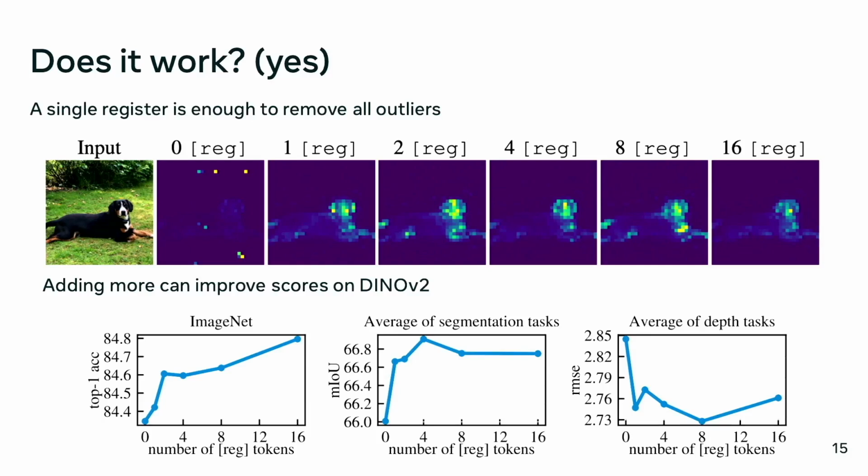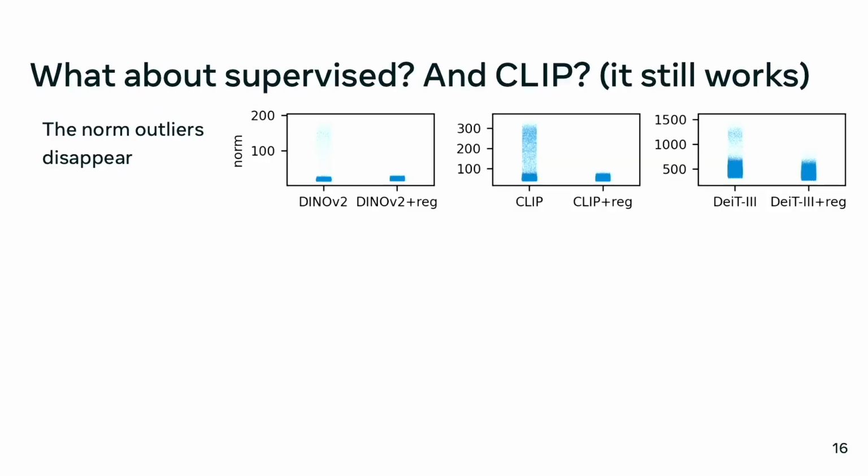Something you can ask though is, all of this is DINOv2. It's one model. Does it work on other models, other training paradigms? And yes, we add these registers to also CLIP models or DeiT models, which are classification models. So basically, self-supervised, text-supervised, and label, like classification-supervised models. Three very different learning paradigms.